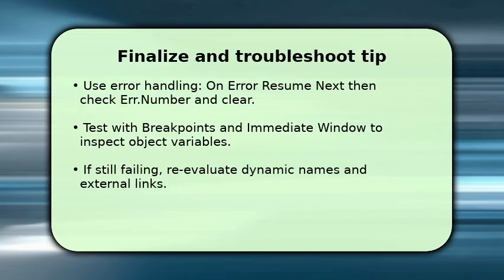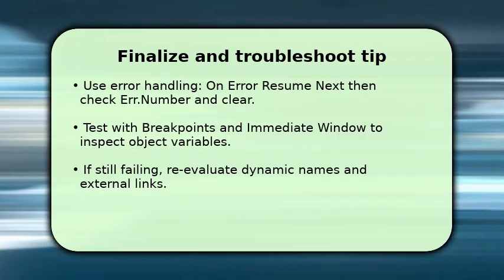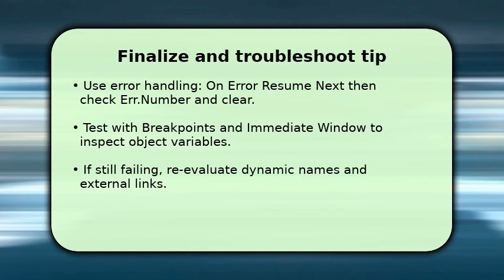You should also set breakpoints and inspect workbook and worksheet variables in the immediate window to confirm what exists at runtime. If automation accesses external files, ensure paths and network availability. One key troubleshooting tip: if the error persists, simplify to a minimal reproducible macro that targets a known workbook. That isolates whether naming or logic is at fault.